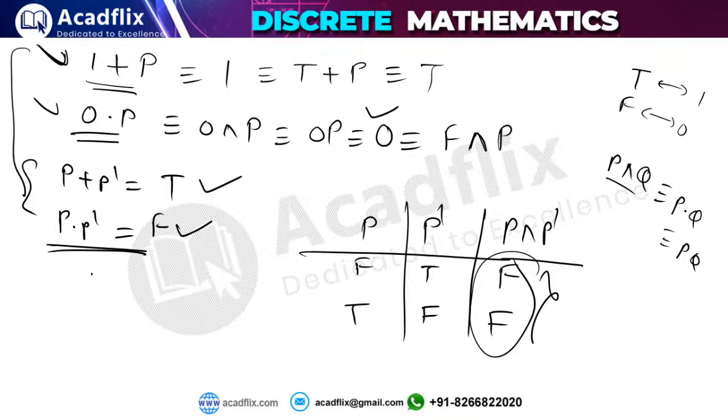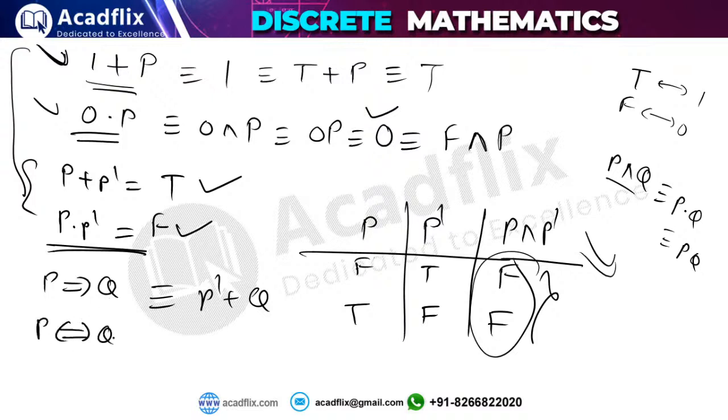But I would suggest that you also know all these facts, so that you don't have to construct the truth table every time. You should know all these facts, but you can prove them very easily using the truth table. What is the next thing? You already know this: p implies q is basically the same as p dash plus q. Also, p double implies q can be written like this: p implies q and q implies p.